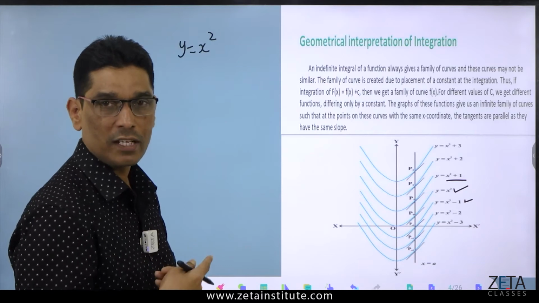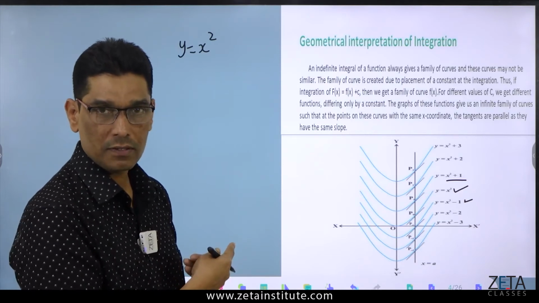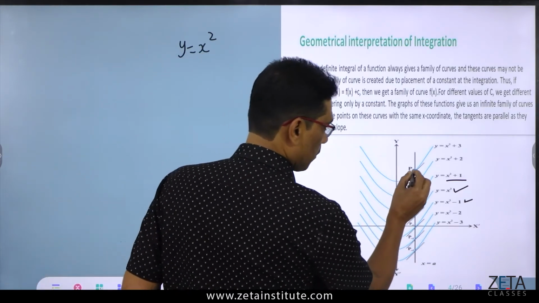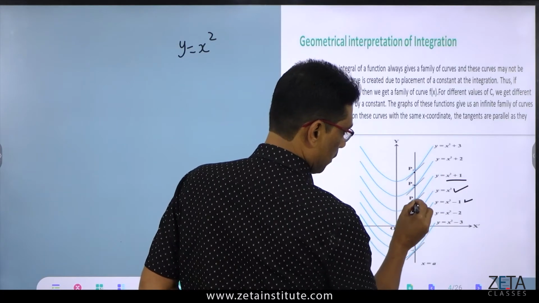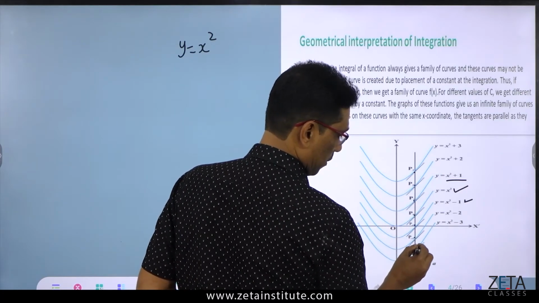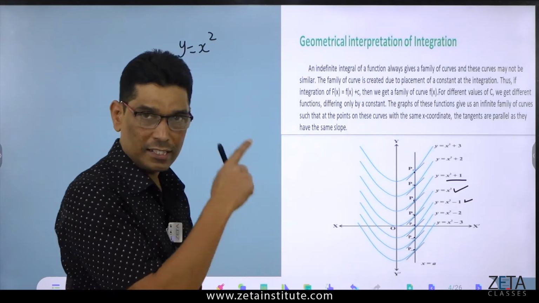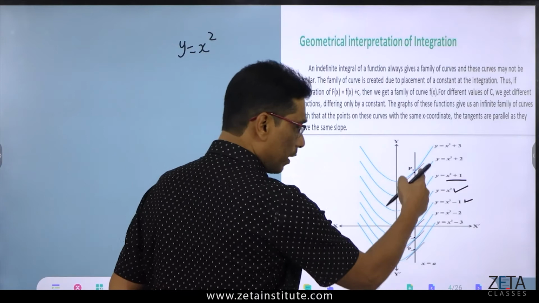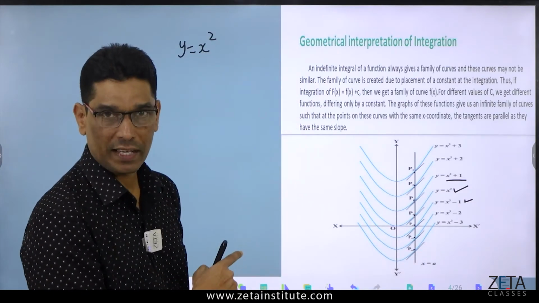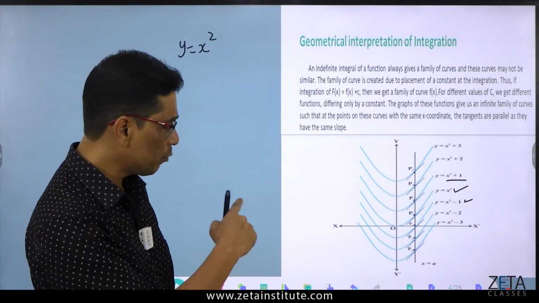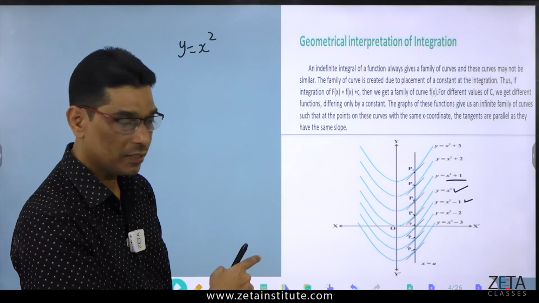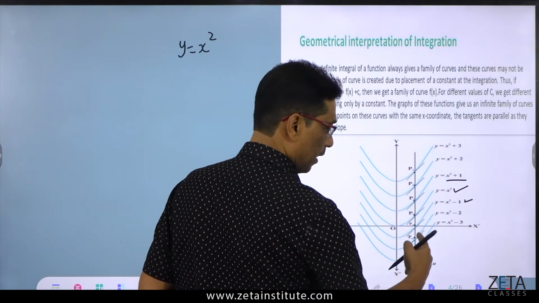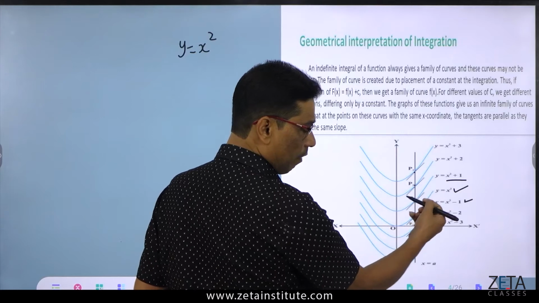One more thing we have to notice here. What is the slope of these curves at these points? There are two things you have to notice here. The first thing is that all x coordinates are the same because the line is parallel to the y axis. So at the same x coordinate, the slope of the tangents is the same. The point is the same. At the same time, the tangents are always parallel.